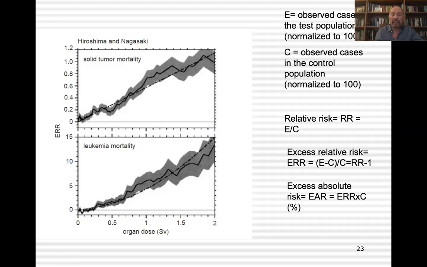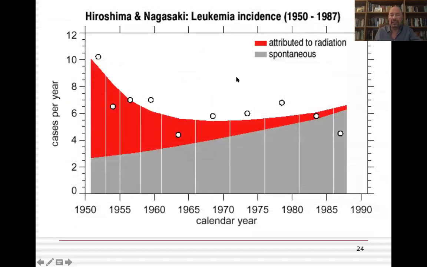organs. And what you see here is, this line connects the points. The band gives you the confidence interval, and the line gives you the best fit. Then I will show you some more data in the coming slides.